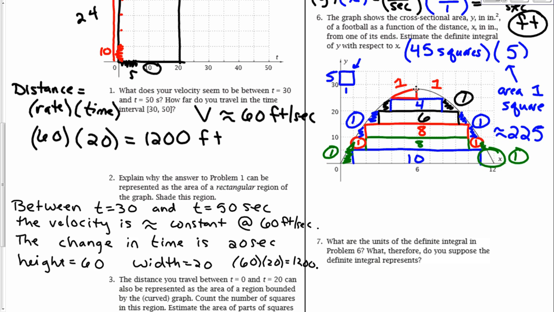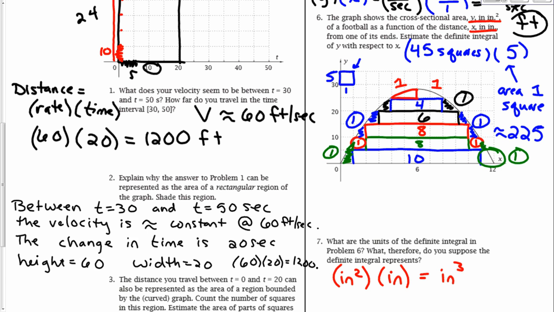So number 7 is saying, what are the units for the definite integral in problem 6? So the units for this one are going to be the y-axis units times the x-axis units. So let's go back to the original question. The units for y are in inches squared. So we're going to have inches squared, and we're going to multiply those by the x units, which I circled over top of, and the x units are in inches as well. So we have our y units in inches squared, and our x's are in inches, which means when I calculate the definite integral, the units for that are going to be inches cubed.